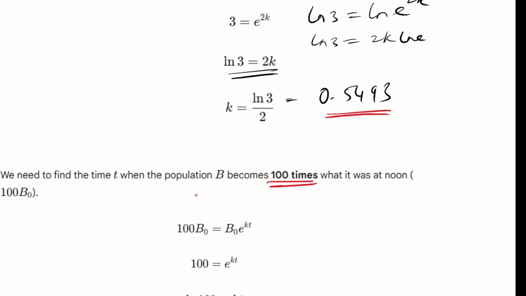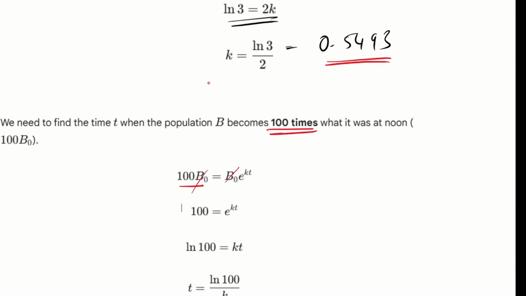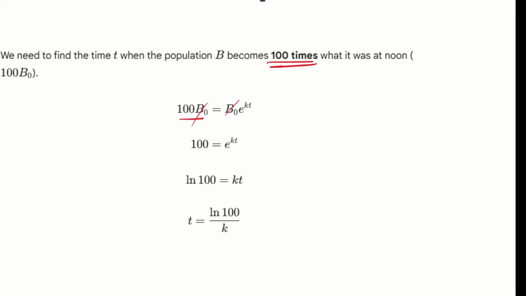Now that means the initial B will become 100 times. That is, initial is B naught, so 100 B naught is equal to B naught e to the kt. Again B naught cancels here. So 100 is equal to e to the kt. So I will apply log on both sides, natural logarithm. So ln of 100 is equal to ln of e raised to kt.